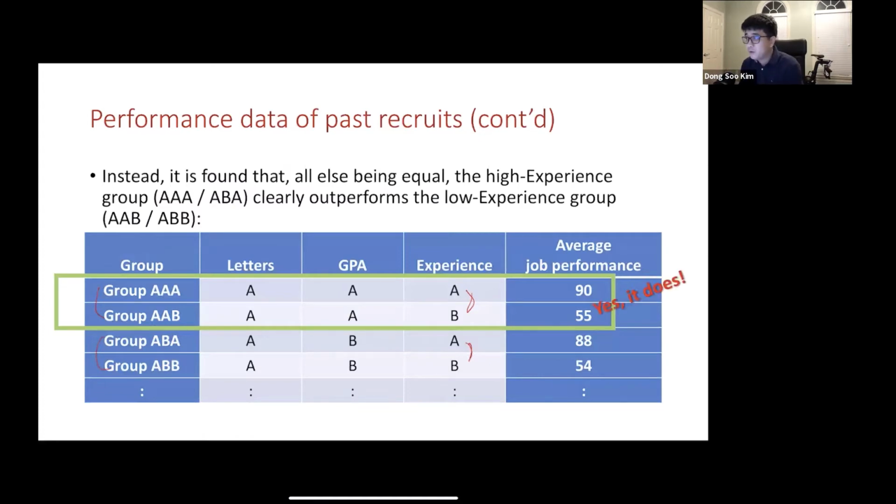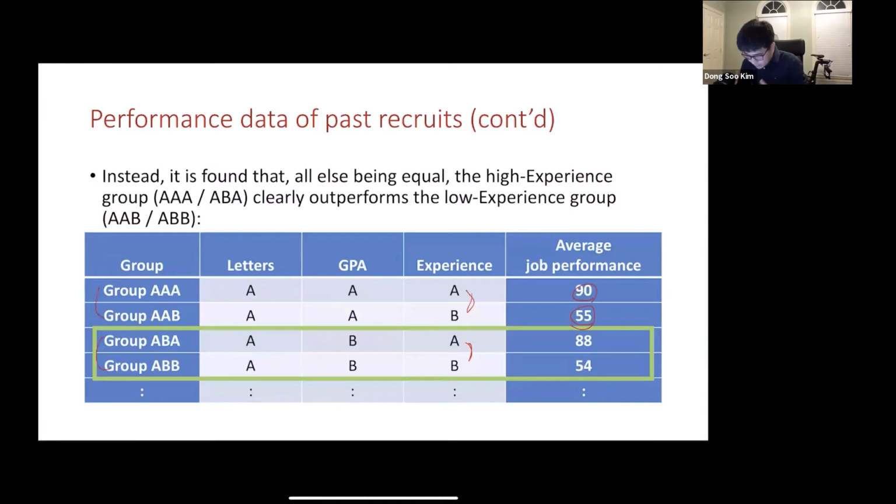Then you found the experience score has a significant effect on the job performance score. Group AAA shows much higher job performance score, 90, than group AAB, which is 55. And group ABA shows much higher score than group ABB. So the group ABA score is 88, which is much higher than 54. That's the group ABB score. So based on this study, you finally picked Mr. Lee Xin instead of Ms. Joy.